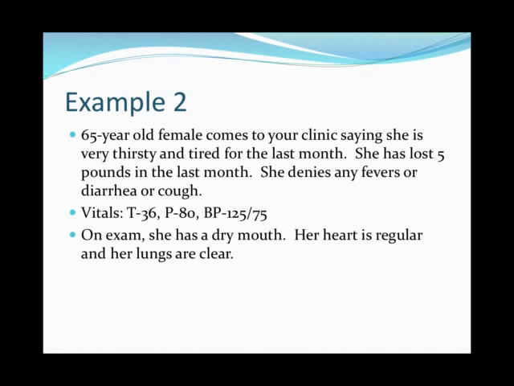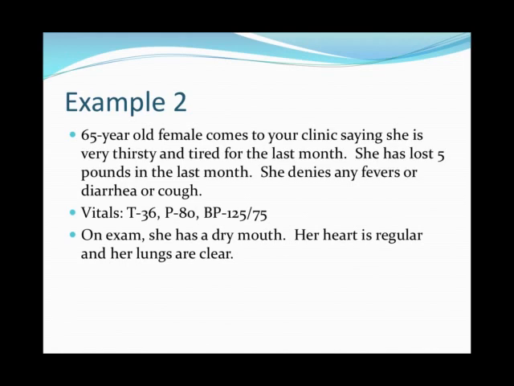So our second example is a 65-year-old female that comes to your clinic saying she's very thirsty and tired for the last month. She's lost 5 pounds in the last month. She denies any fevers or diarrhea or cough. She's afebrile, vital signs are stable. She has a dry mouth on exam, but other than that, her lungs and heart are regular and clear.